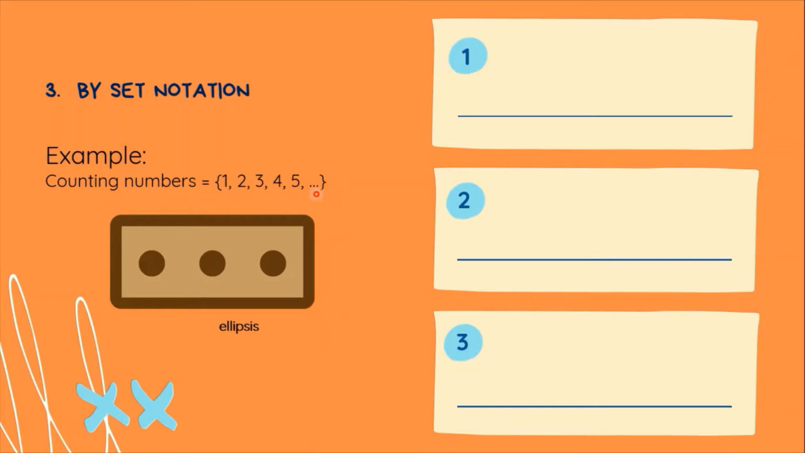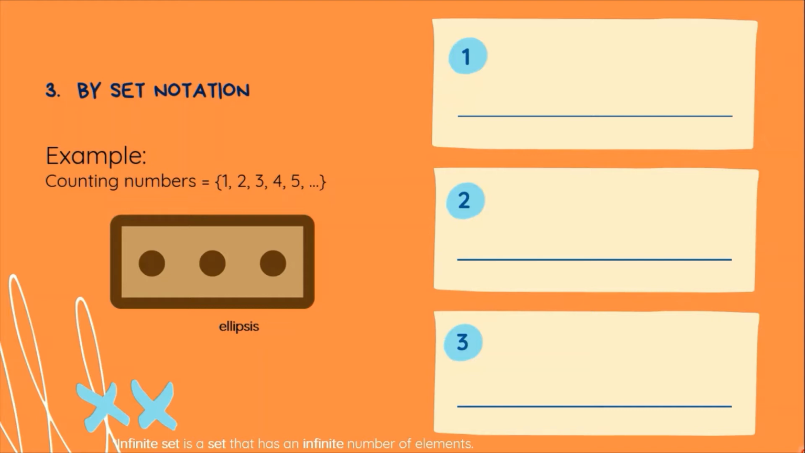This symbol pertains to infinity, meaning it is not yet the end and it will still continue. The set of counting numbers is an example of an infinite set. An infinite set, opposite to a finite set, is a set that has an infinite number of elements. Ibig sabihin, the list still continues. Tuloy-tuloy, hindi lang natatapos sa 5, walang katapusan, sobrang dami, mahirap ilista lahat.